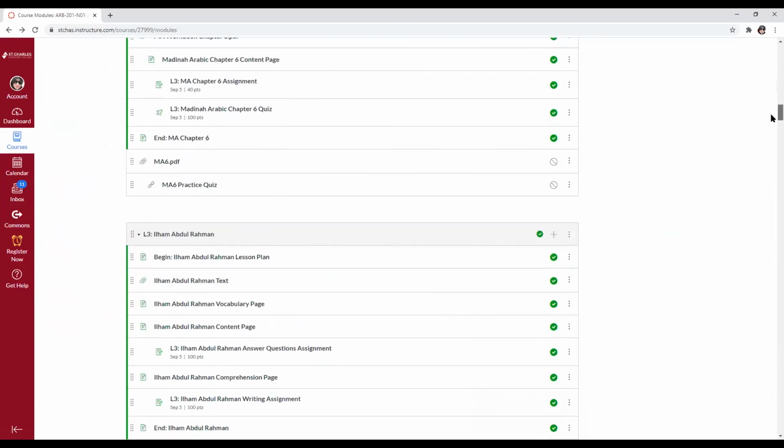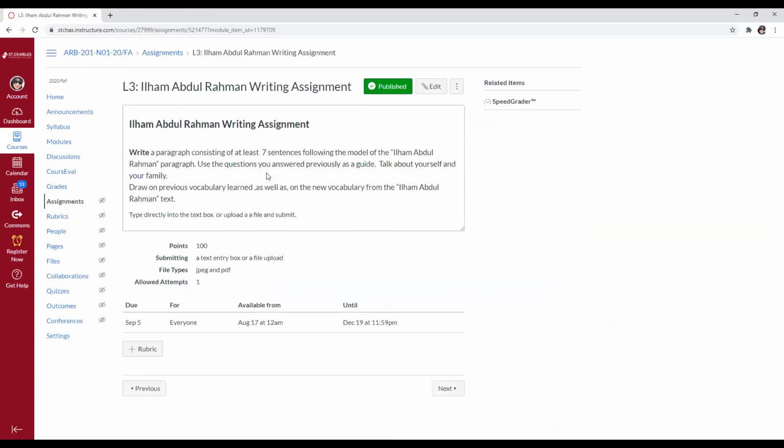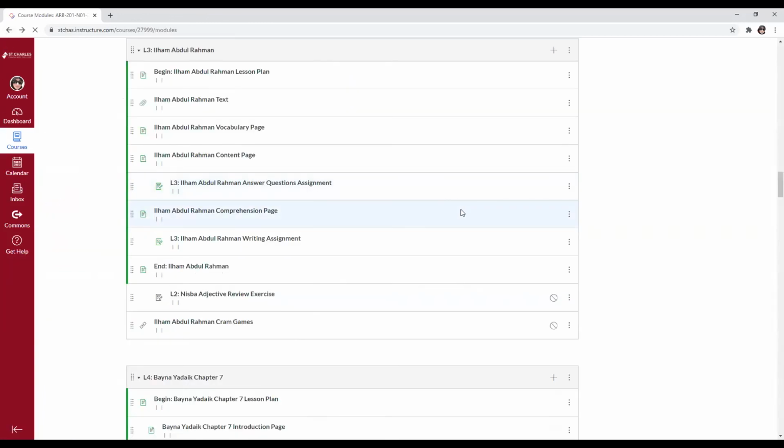And then in the module, we have the questions, and those are what we looked at in class today. So I want you to write those out, both in English and in Arabic. And then here is your writing assignment. You want to write at least 7 sentences following the model of the paragraph that you just read. So you'll want to just fill in information about yourself.